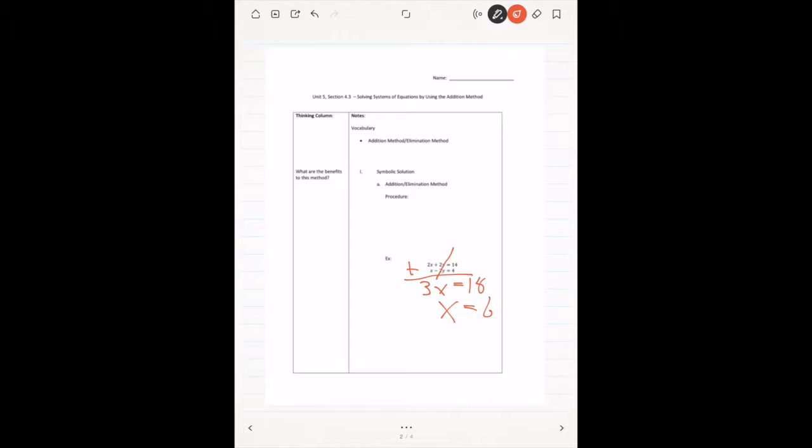And if I want to figure out what the other variable is, well, just plug it back into one of the equations. I'll plug it in for, let's say, x. So 6 minus 2y equals 4, and then I can subtract 6 from both sides. So negative 2y equals negative 2. My handwriting is terrible. Y equals 1.